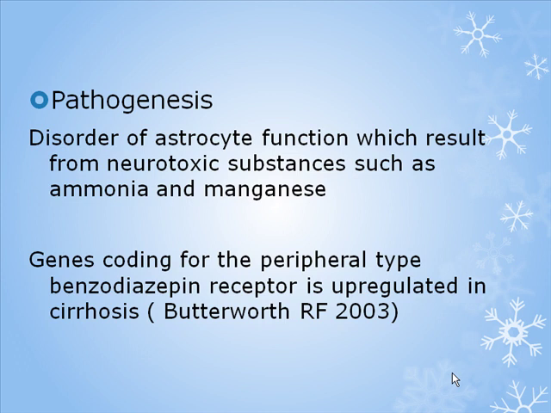The recent literature does not include any treatment regarding the benzodiazepine and the benzodiazepine antagonists that were used, such as flumazenil, and also the branched-chain amino acids. They found that disorder of astrocyte function, which results from neurotoxic substances such as ammonia and manganese, is the most common hallmark of the pathogenesis of hepatic encephalopathy. And the genes coding for the peripheral type benzodiazepine receptor are upregulated in cirrhosis.